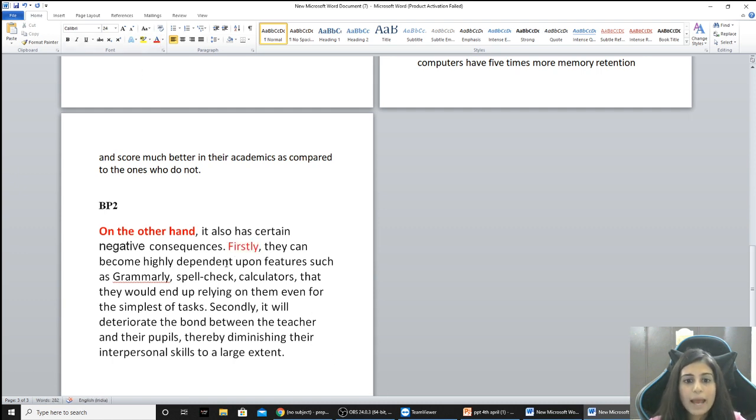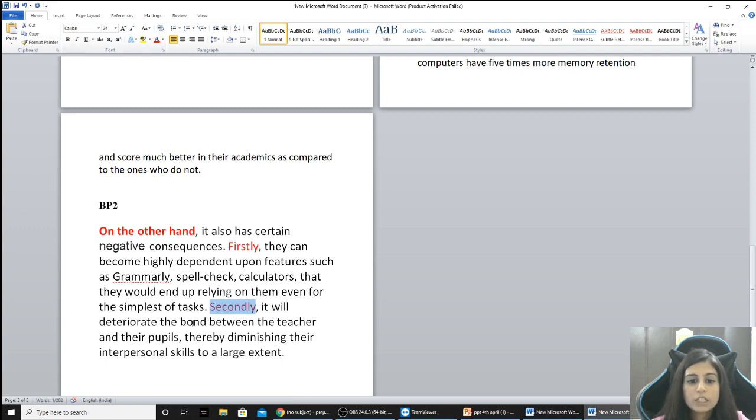They can become highly dependent upon features such as Grammarly, spell check, and calculators, that they would end up relying on them even for the simplest of tasks. Even for the easiest 2+2, some people use calculators. So we should be avoiding that.